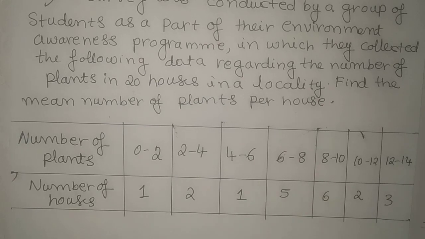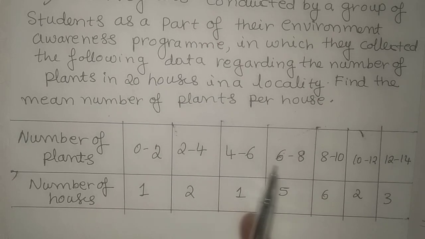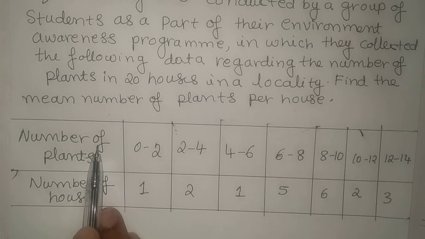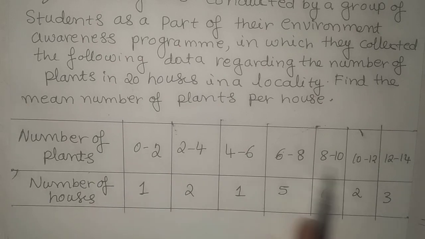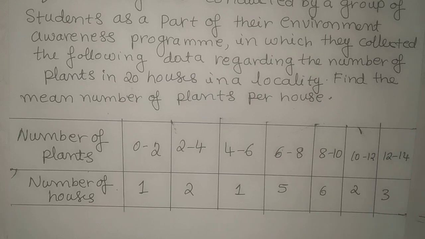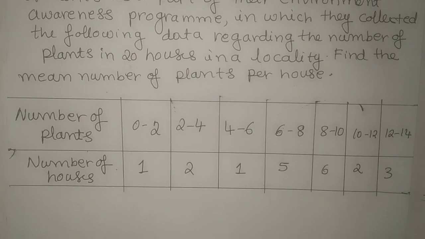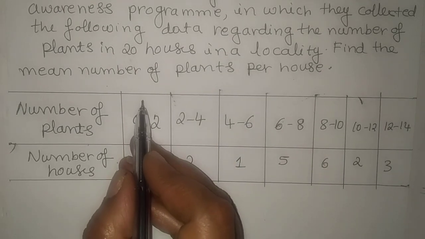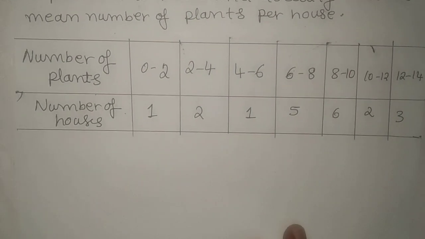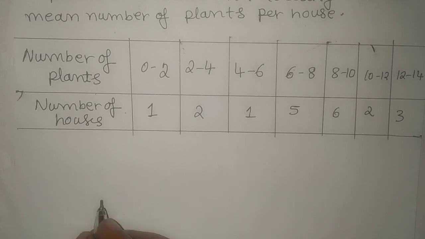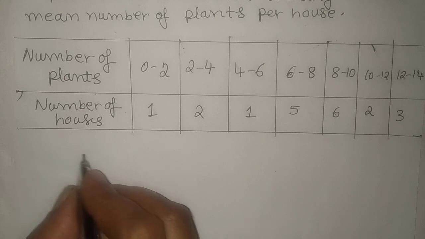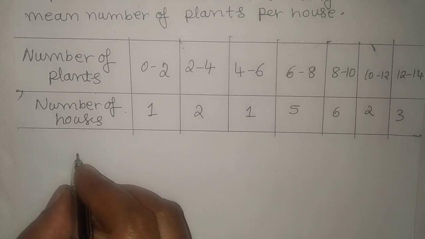So the survey was conducted by the group of students. See, the data is given: the number of plants, and the number of houses. So we have to find out the mean number of plants per house. For this, we will first take the number of plants. Before this, we have to add one step.